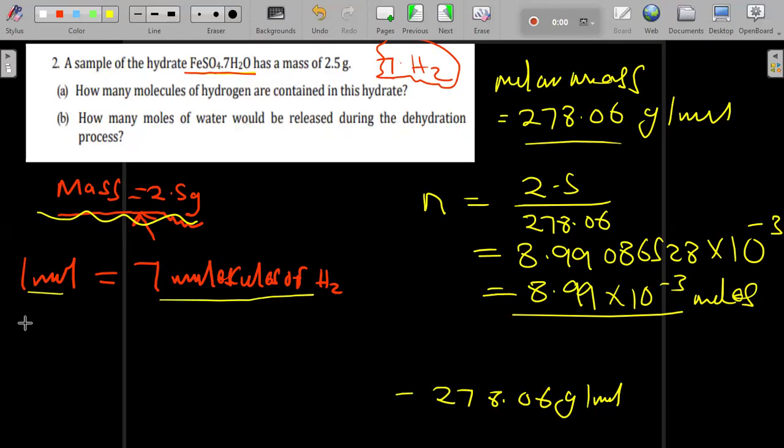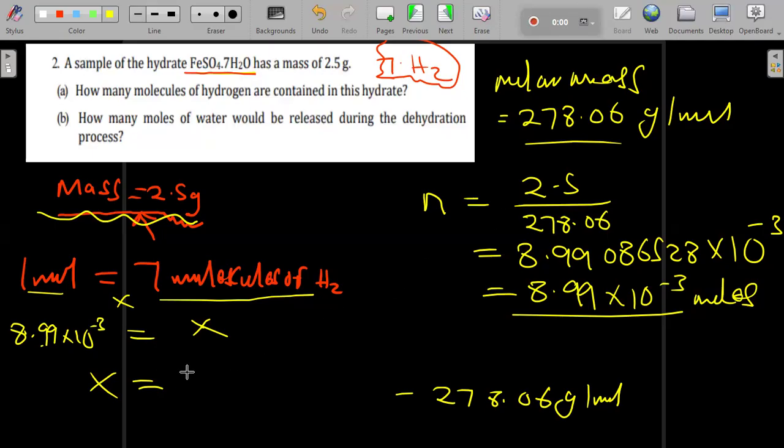What about if I have this number of moles, 8.99 times 10 to the power minus 3? How many molecules am I going to have? So cross multiply: x multiplied by 1 is x, which is equal to 7 multiplied by this number. So 8.99 multiplied by 7 multiplied by 10 to the power minus 3 is going to give me what?